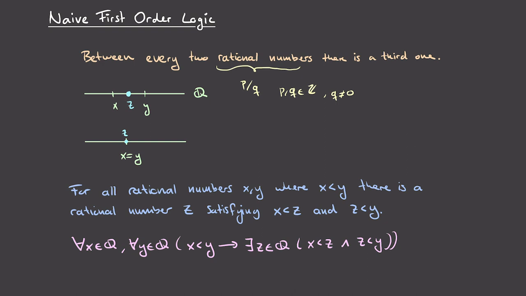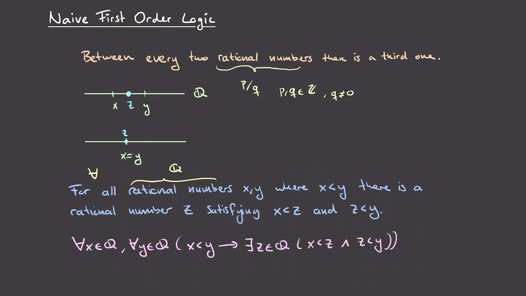Okay, so let's maybe indicate where these different parts came from. The for all is indicated by this universal quantifier, which is an inverted A. So we have this for all rational numbers x and y. The rational numbers here are indicated by this Q. So this part here is basically covering this part here: for all rational numbers x and y. And then we have this condition, where x is strictly less than y.